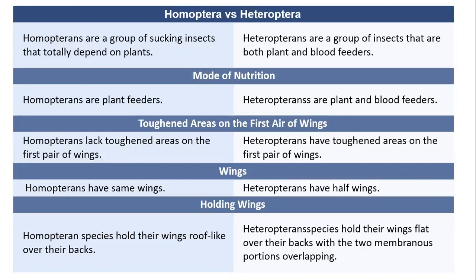The homopteran's head is deflexed, while the heteropteran head is erect. The beak may arise from the posterior part of the head in homopterans, while in heteropterans the beak may arise from the front part of the head. So this is the basic difference between the homoptera and heteroptera.